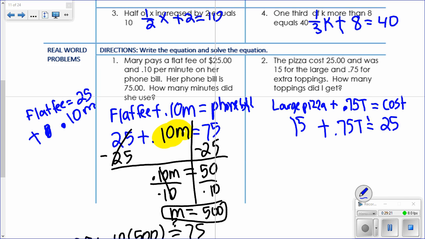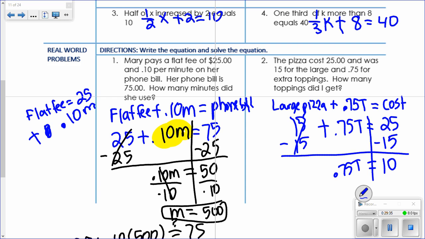So let's solve for the number of toppings. So we subtract 15 on both sides. This goes away. 0.75t comes down. Equals 25 minus 15 is 10. Okay?